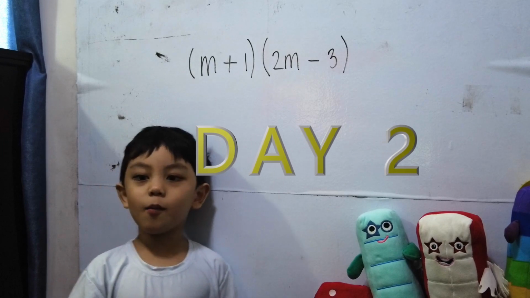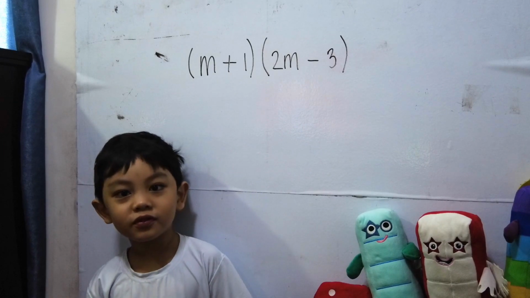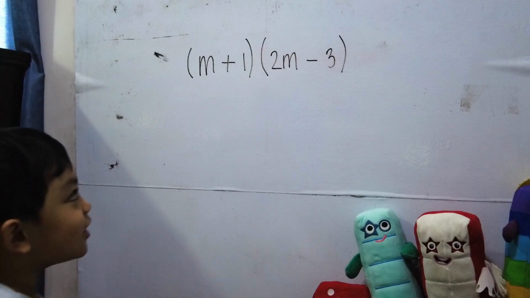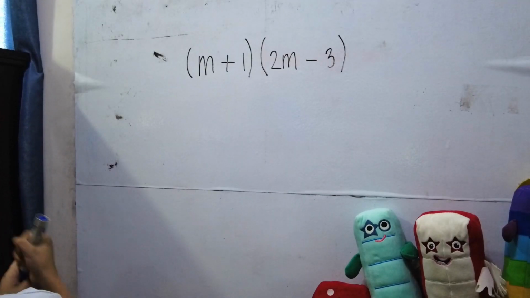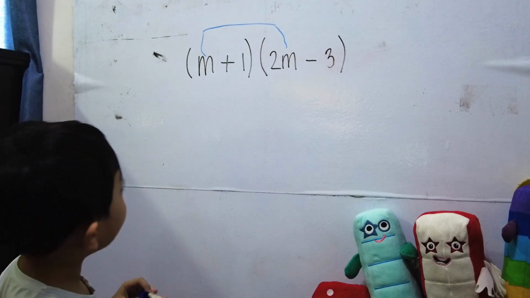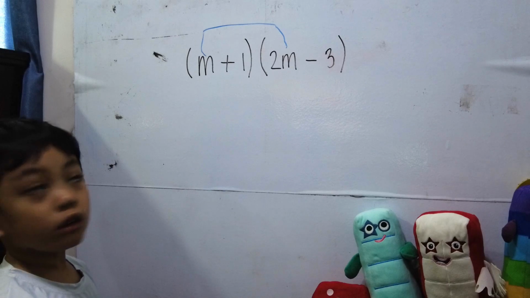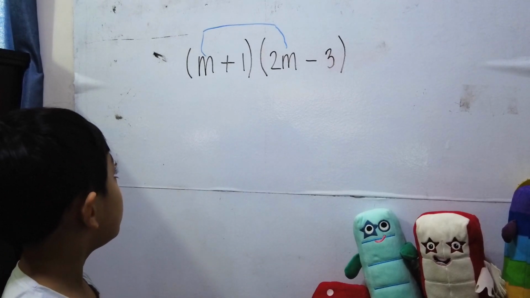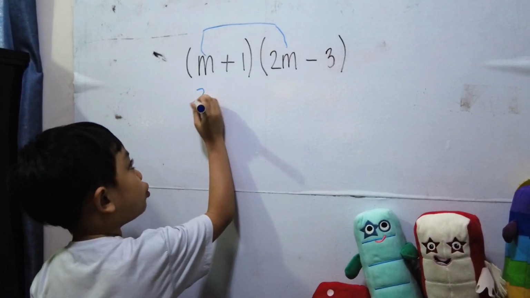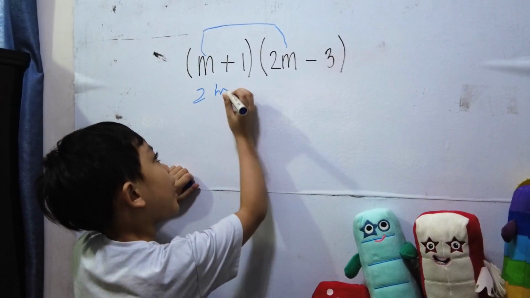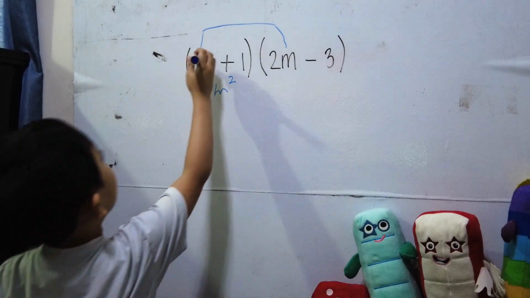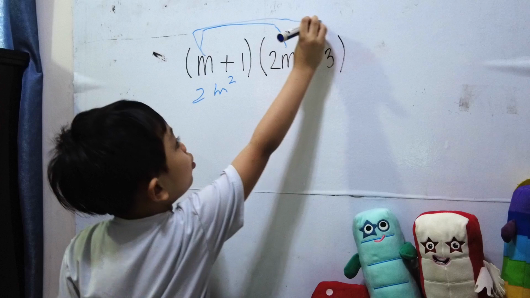Hello, Marius! Hello, Mama! Okay, let's try the final test. Sige nga, let's see if you can answer that. If you still remember the lesson. Let's see. It will be 2M raised to 2. Okay. 2M raised to 2. And then M times 2, 3.